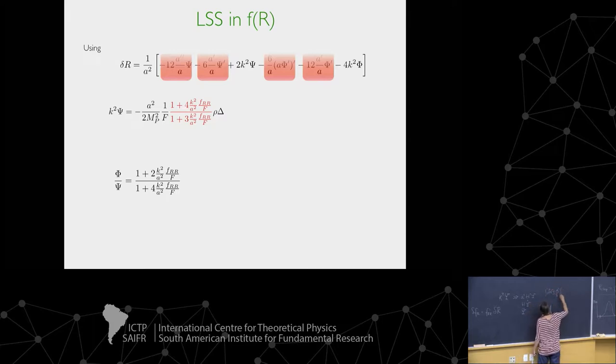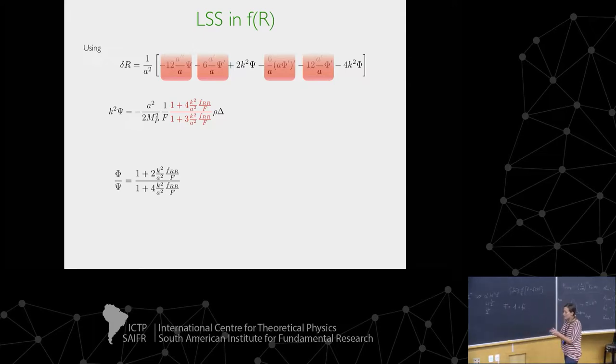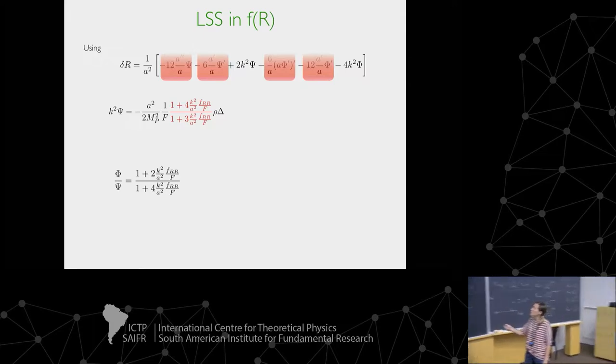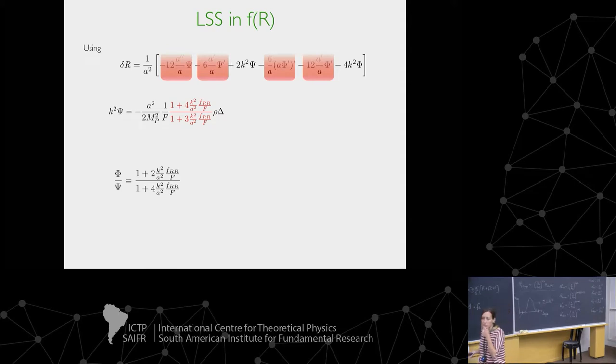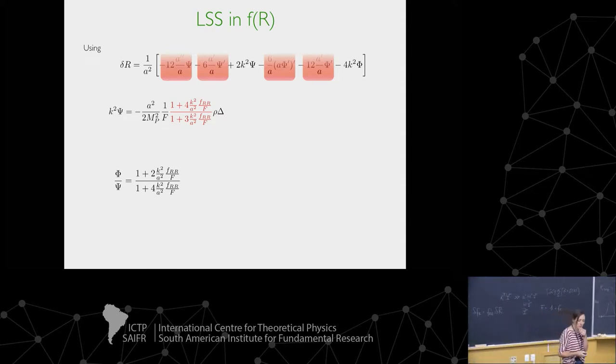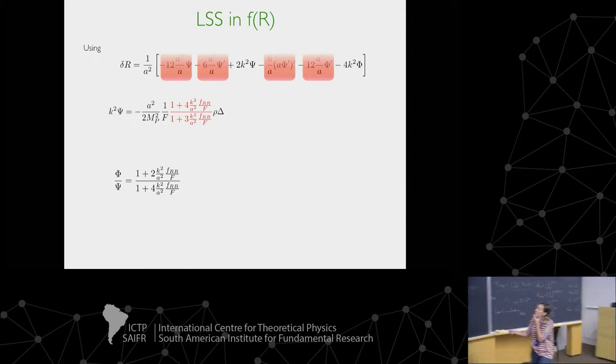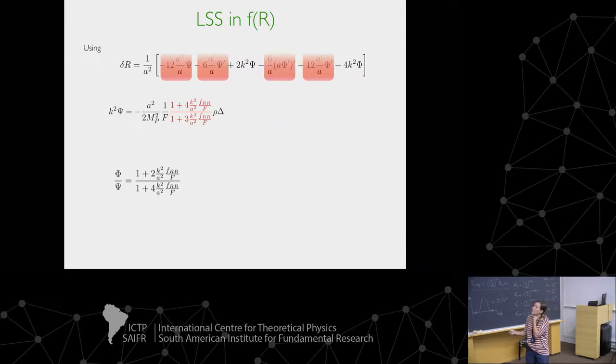is R plus F of R, capital F was this. So you have a bunch of new terms in here. And similarly, there's a sort of effective shear, an effective anisotropic stress contributed by your theory, such that Φ and Ψ are no longer equal, even if you don't have any shear from neutrinos.